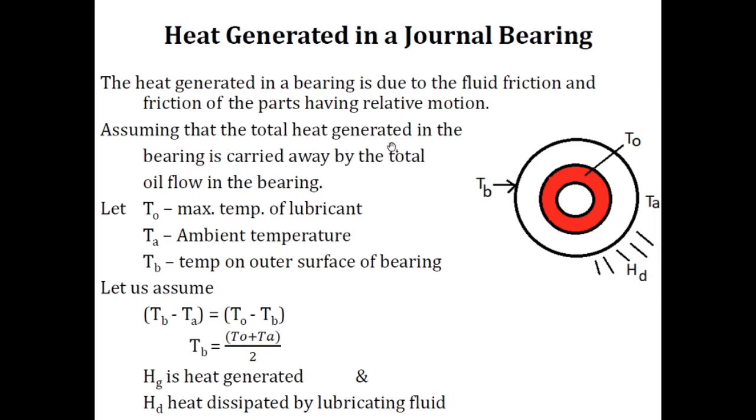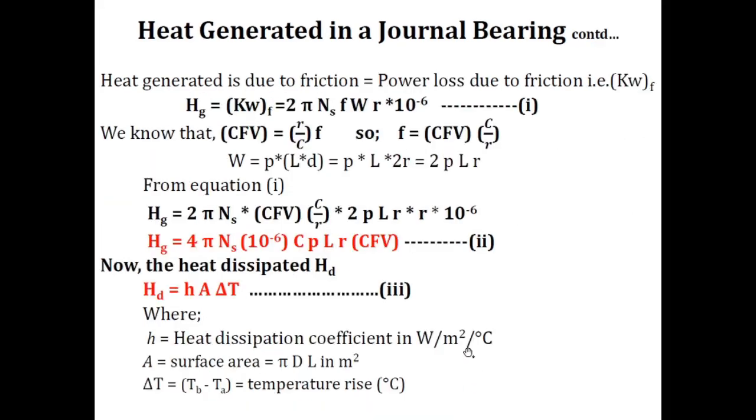Now we'll assume that the total heat generated in the bearing is carried away by the total oil flow in the bearing. These are the terms which we have just defined, and from this equation, Tb minus Ta, the temperature difference at the outer surface, should be equal to the temperature difference inside the bearing, and from that we are able to find the value of temperature at the outer surface. Then these are the notations: Hg we are using for the heat generation and Hd for the heat dissipated.